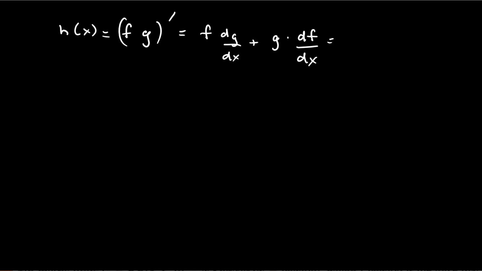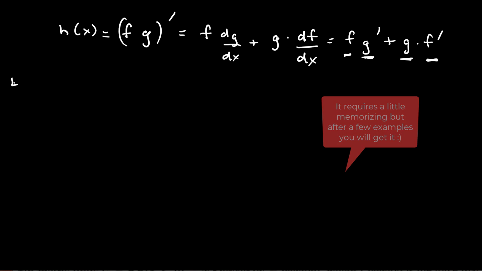Or rewriting it as f g prime plus g times f prime. So again, the first term multiplied by the derivative of the second term plus the second term multiplied by the derivative of the first term.